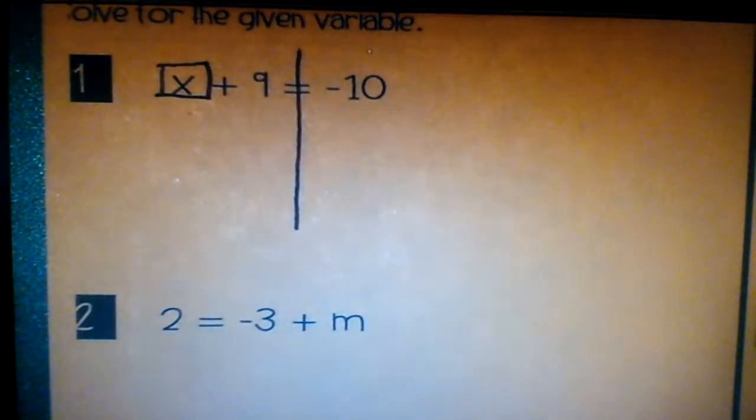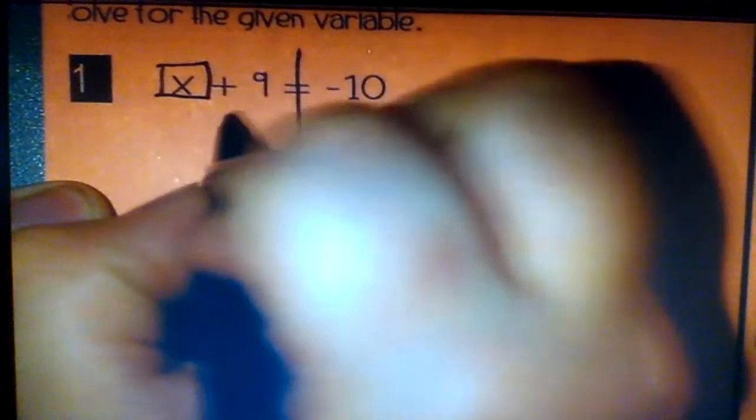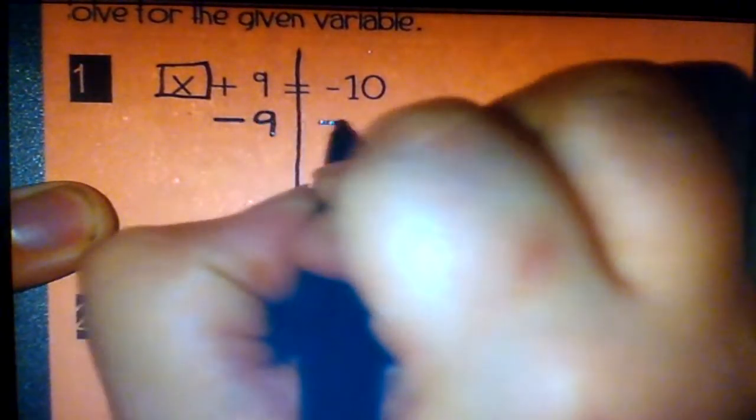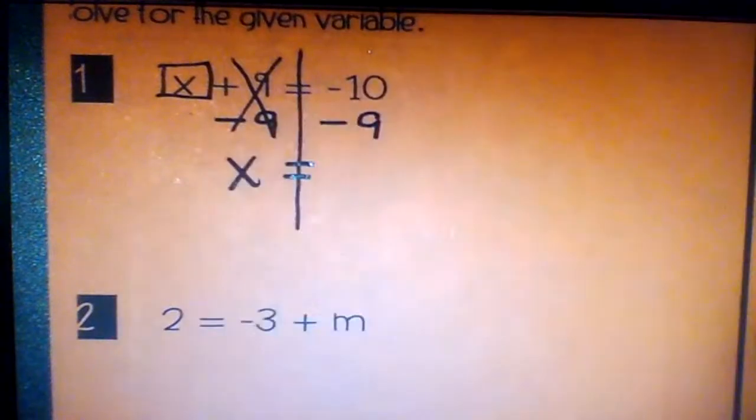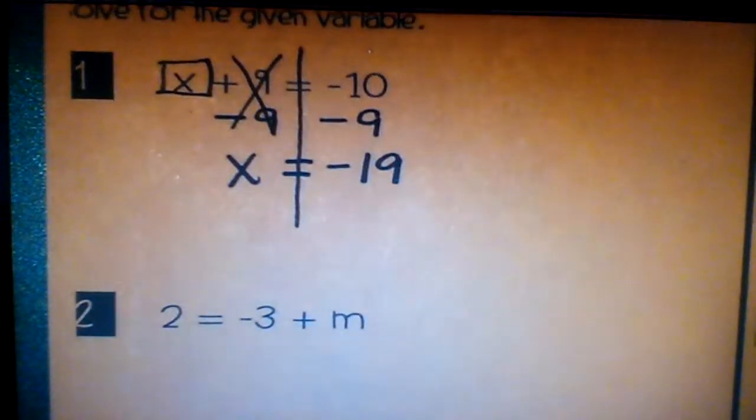So what else is with X that needs to move, Stephanie? Okay, your 9 needs to move. When I move it to leave X there, it has to go across. So positive 9, the inverse is negative 9. Okay. So my positive and negative cancel out. I'm left with X equals, Stephanie said negative 19. Is X by itself? Is it on one side of the line all by itself? Oh, yeah. Yes, you're done.